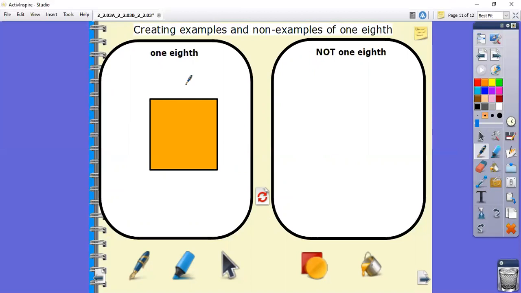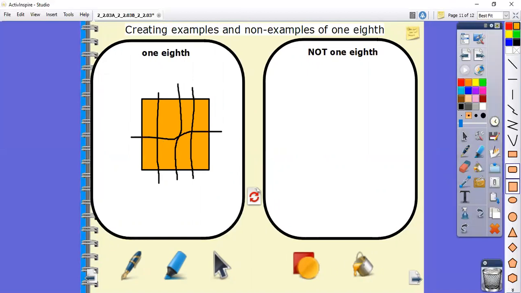I'm going to, whoa, the drawing's not so great. I hope you guys are understanding what I'm trying to do. I'm trying to cut this into 8 equal pieces. It's just not working out that well. I made the same shape again.